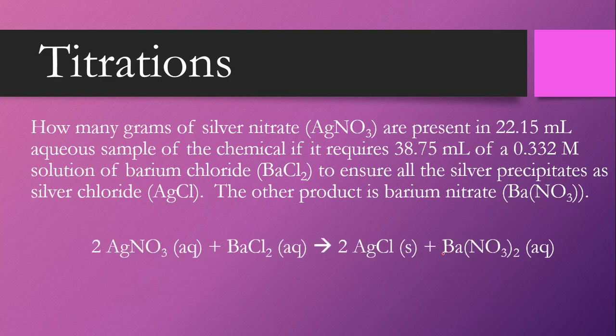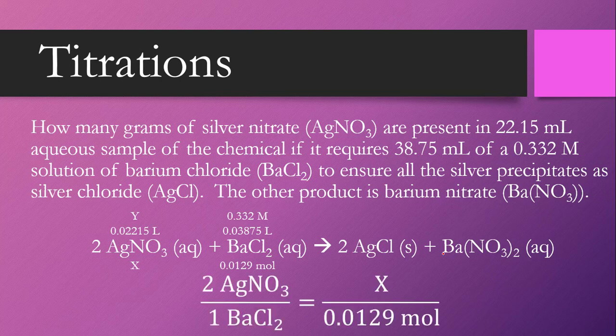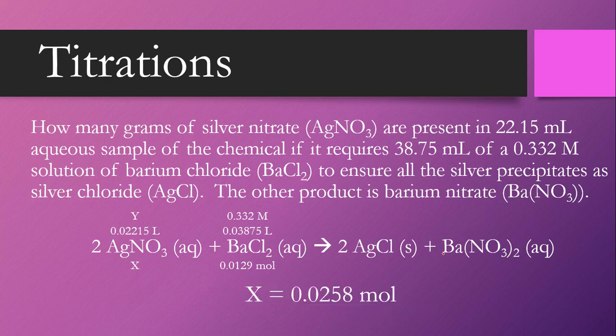I set up the balanced chemical equation. I write out what I know about the barium chloride. Doing my calculations, I get 0.0129 moles of barium chloride. I write out what I know about the silver nitrate. I know the volume, but I don't know the molarity or the moles. I set up my mole ratio. When I solve for X, I have 0.0258 moles of silver nitrate. The question asks for the grams of silver nitrate, so I don't need to calculate the molarity. I need to use moles times molecular weight equals grams. I plug in my values, and this is my answer.